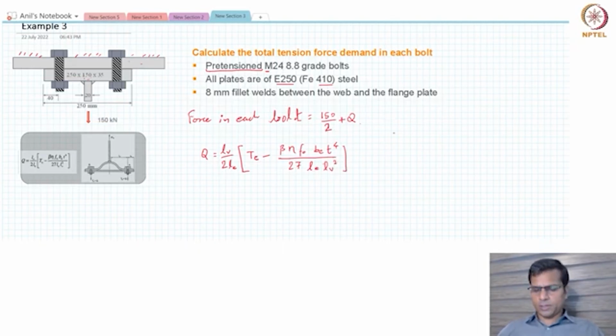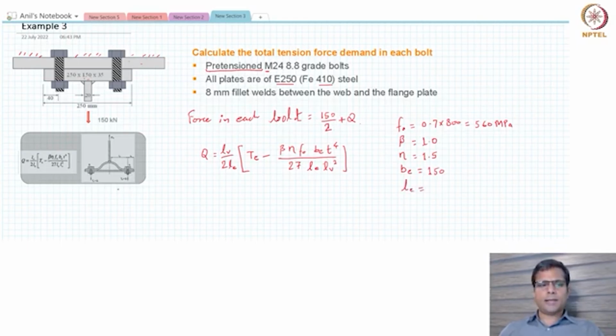Let's try to calculate the values of each of these factors. F0 here is the proof stress level, which is generally taken as 70% of the ultimate stress. The ultimate stress of the bolt is 800, therefore we will take it as 560 MPa. Beta, since this is a pre-tension bolt, will be taken as 1.0. If it were not a pre-tension bolt, beta would have been 2.0. Eta is a constant with a value of 1.5. BE is the depth in this other direction. That depth is equal to 150 millimeter.